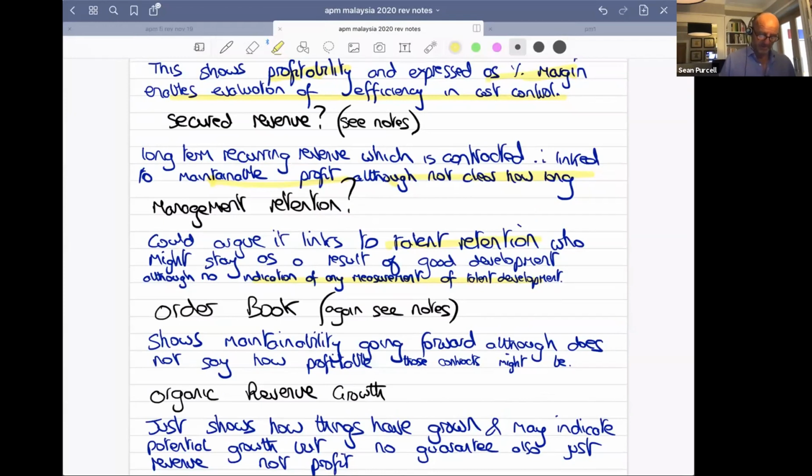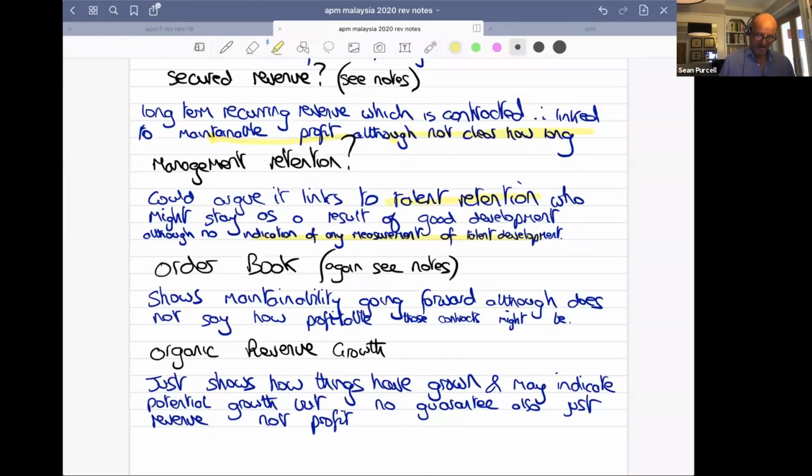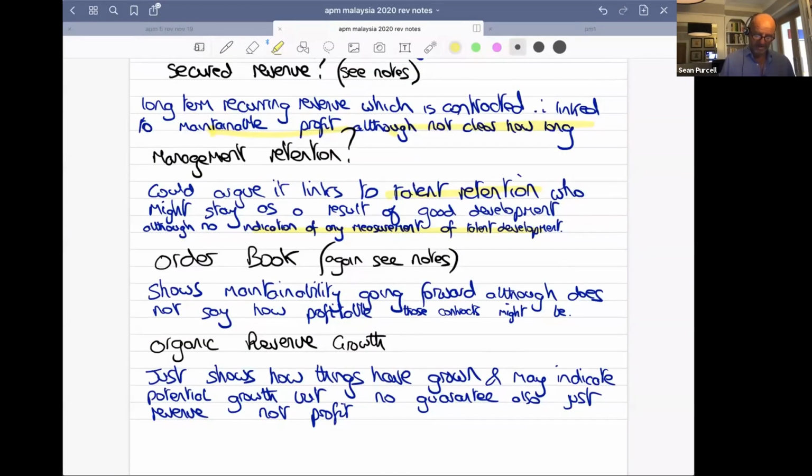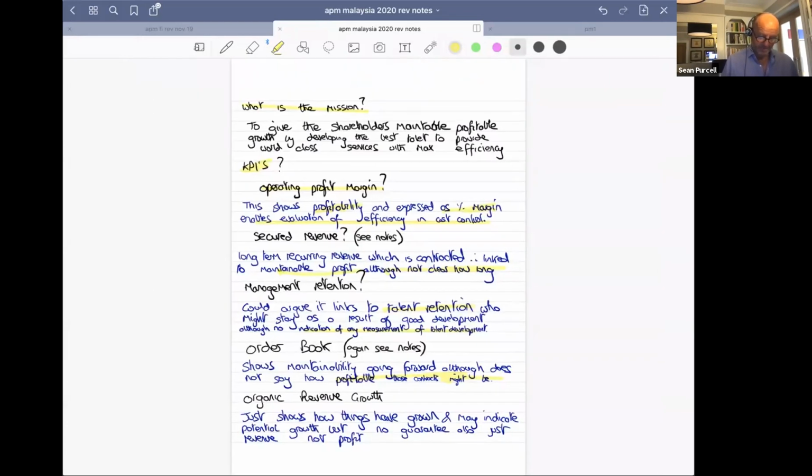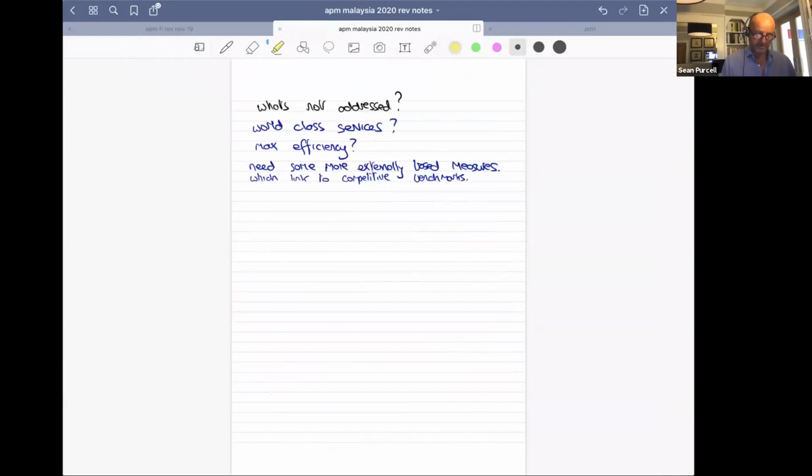It mentions the order books, and it doesn't really talk about the profitability of those contracts going forward. It just says what they are. Organic revenue growth, yeah, it's okay, but it just really indicates what might happen, and there's no guarantee. So if we think about each of those, we've got 1, 2, 3, 4, 5. We've made some comments. We've got at least 5 out of 8. We've passed it. What's not addressed?